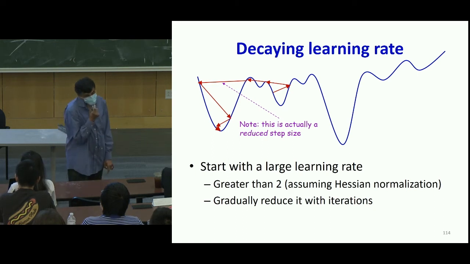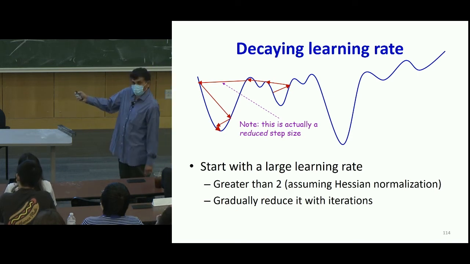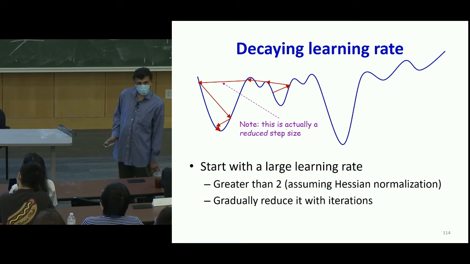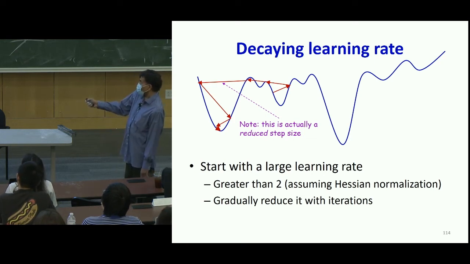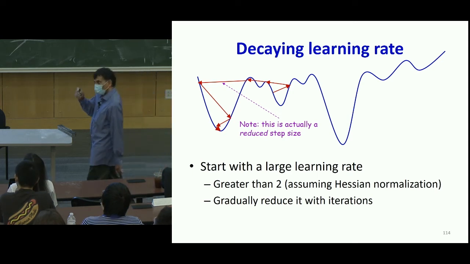So you don't want to always be convergent. You want to start off divergent so that you can escape absurd situations like these, and then finally converge to either here or here, depending on your luck, right? So this means that, yes?